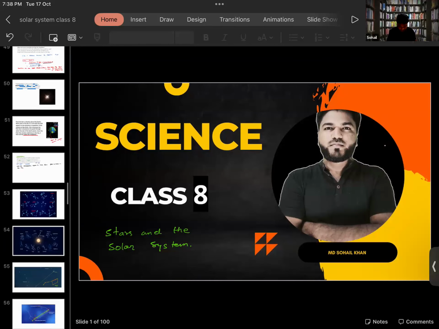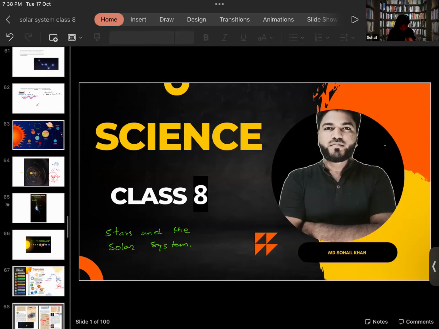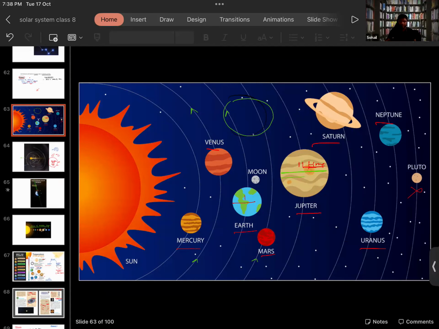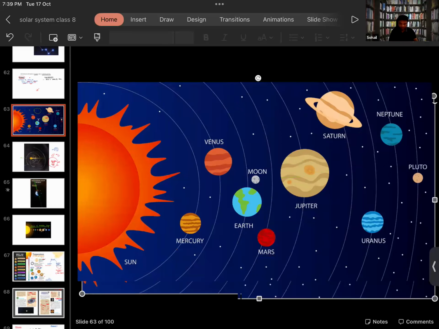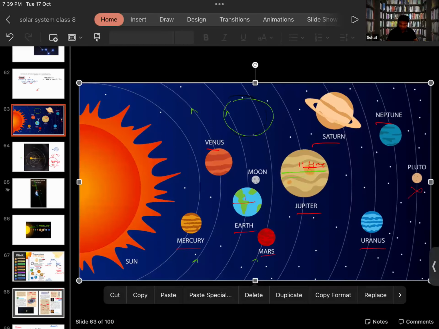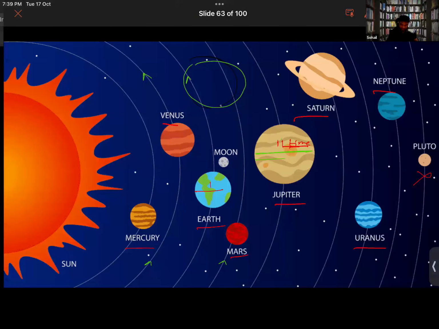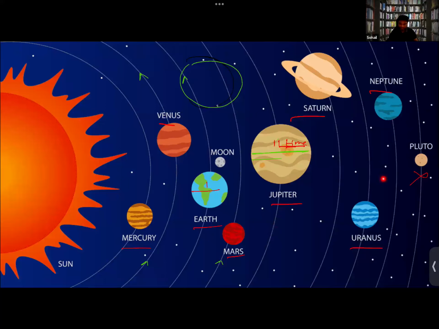So far, we have discussed all the planets of the solar system. And then we were talking about some other celestial bodies found in the solar system or in the universe, right? We did talk about Mercury, Venus, Earth, Mars, Jupiter, Saturn, Uranus and Neptune. We talked about all of them, right?